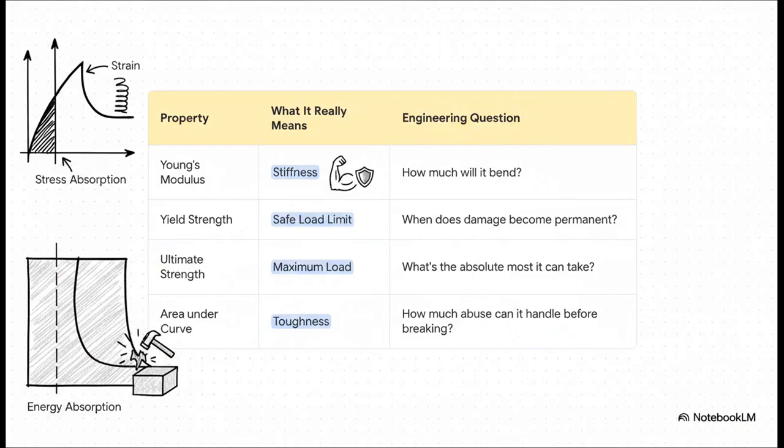This table is awesome because it translates all that graph speak into real-world questions. That steepness of the first straight line, that's its stiffness, which answers, how much is this going to bend? The yield point we just talked about, that's the safe load limit. It tells you exactly when permanent damage starts. The very top of the curve, that's its ultimate strength, the absolute most it can possibly handle. And the total area under the whole curve, that's a measure of its toughness. Basically, how much of a beating can it take before it finally gives up?